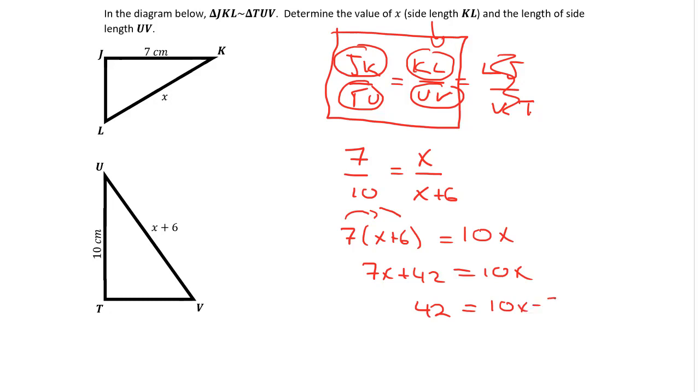Let's write that down. 42 is going to equal 3X. And now all we have to do is divide both sides by 3 to isolate X. And what we end up getting is X equals 42 divided by 3, which is 14 centimeters. And that's how we can use similar triangles and proportional statements to solve for unknown side lengths or unknown values in triangles.